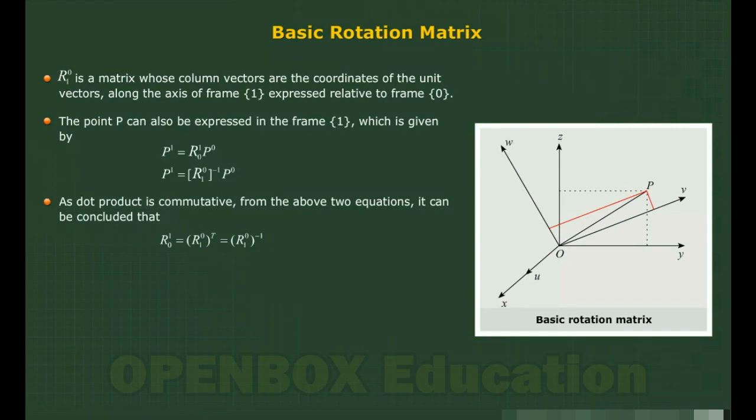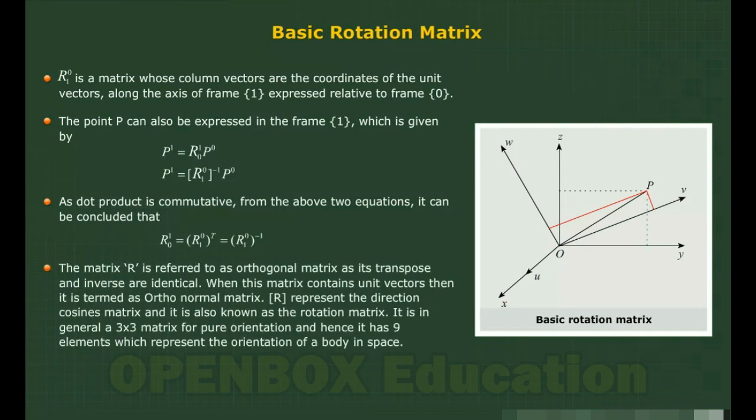From the above two equations, it can be concluded that the matrix R is referred to as orthogonal matrix as its transpose and inverse are identical. When this matrix contains unit vectors, then it's termed as orthonormal matrix. R represents the direction cosines matrix and it's also known as the rotation matrix. It is in general a 3 cross 3 matrix for pure orientation and hence it has 9 elements which represent the orientation of a body in space. These 9 elements are not independent as we know that some constraint equations exist.